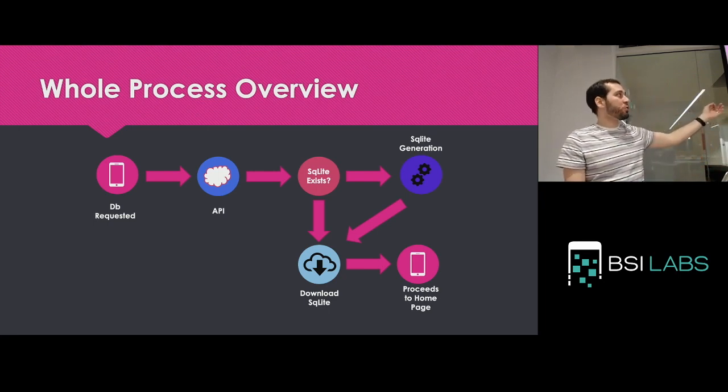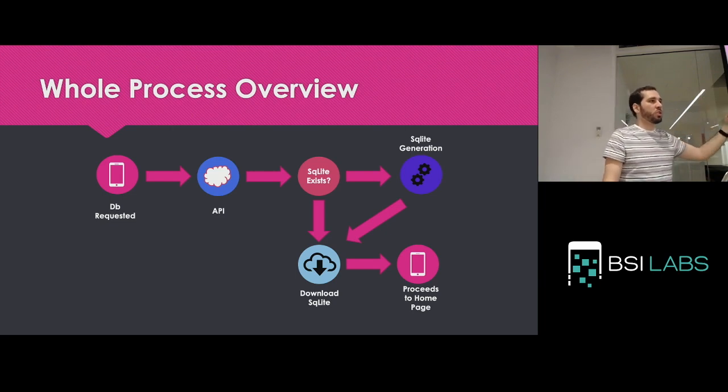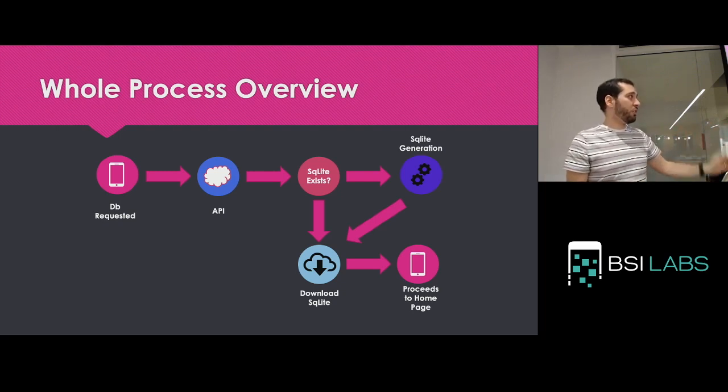The API will check in a file system, or somewhere where it's storing files, if there is a SQLite file for that user. If it exists, it just returns the database and the user proceeds. If not, the API will itself generate the SQLite file and then make it available for the user to download, and then the user will proceed to the home page of the app.